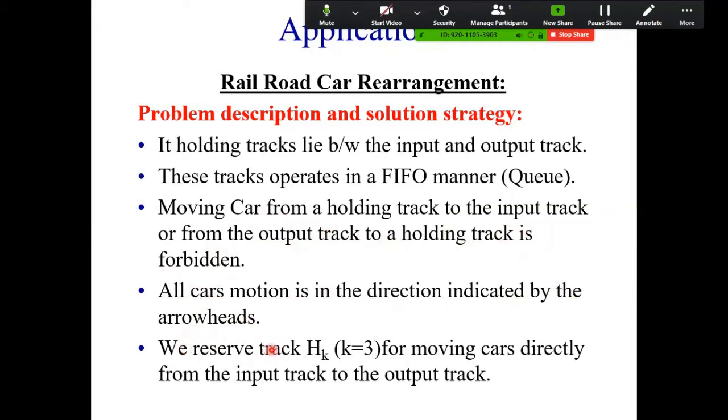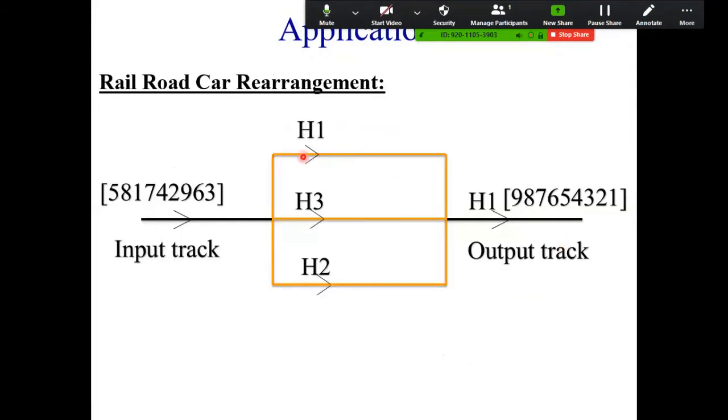So then we reserve the tracks. Hk is a holding track, where k equals 3, for moving the cars directly from the input track to the output track. So we keep 3 holding tracks in this problem statement. Holding tracks are nothing but your queues. Okay, look at the diagram. This is how your railroad car rearrangement problem looks.